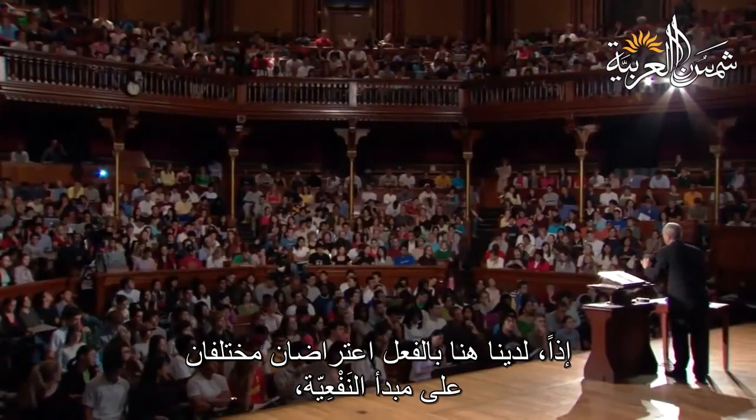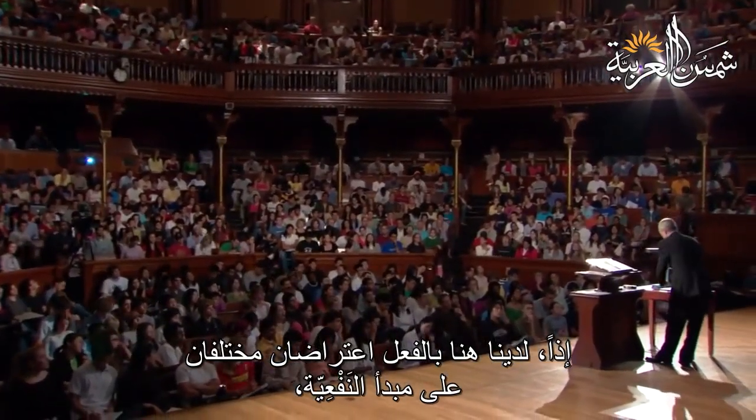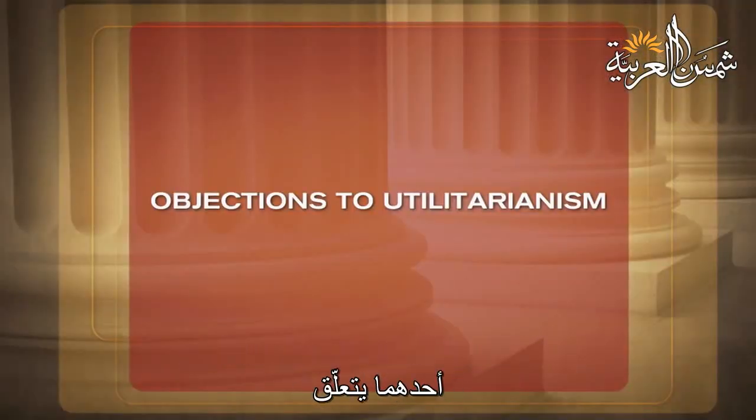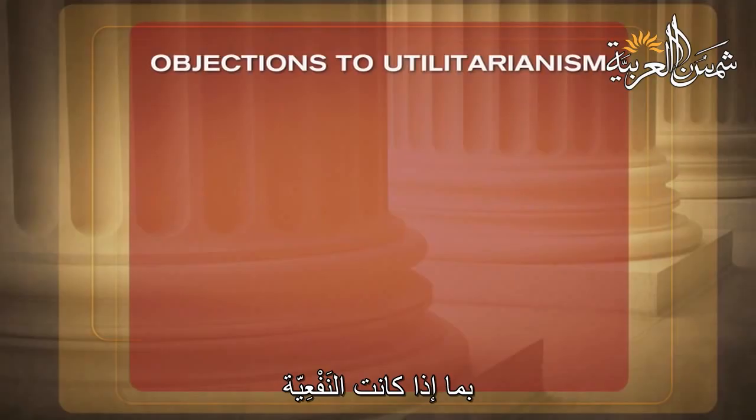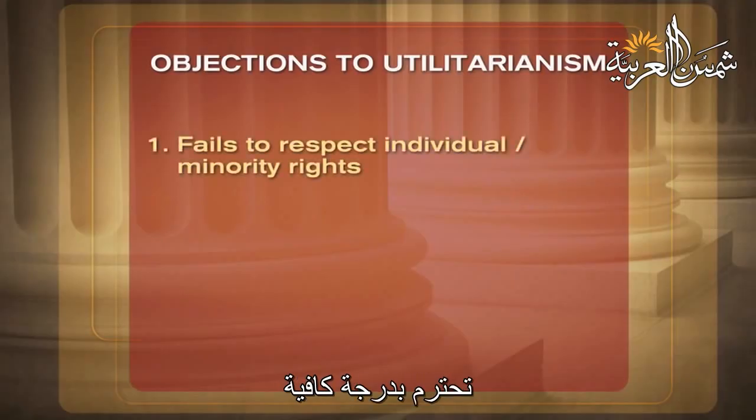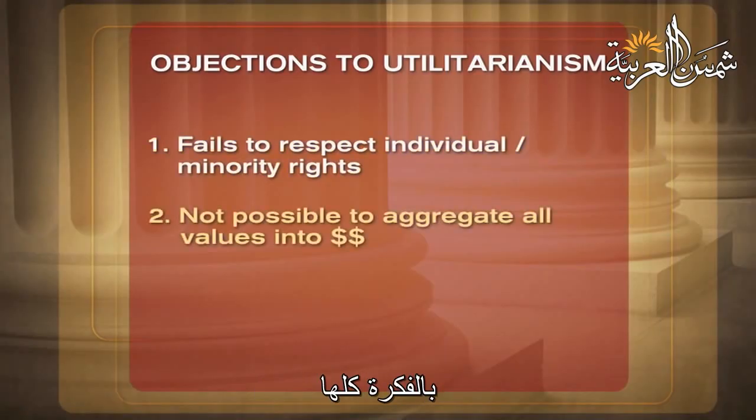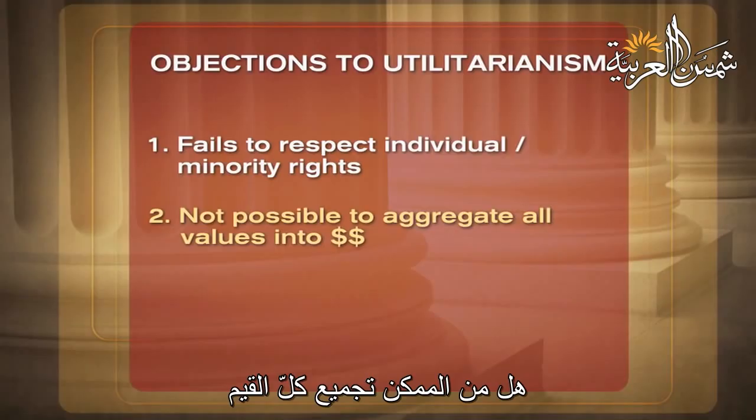So we really have here two different objections to utilitarianism. One has to do with whether utilitarianism adequately respects individual rights or minority rights, and the other has to do with the whole idea of aggregating utility or preferences or values. Is it possible to aggregate all values and translate them into dollar terms?